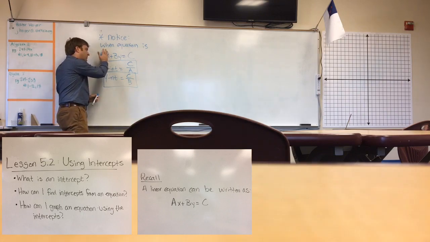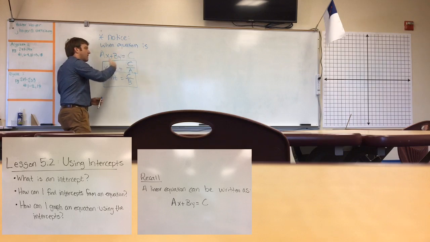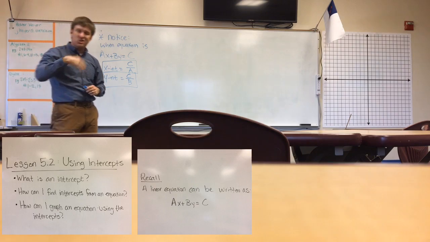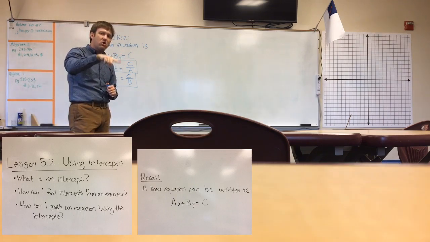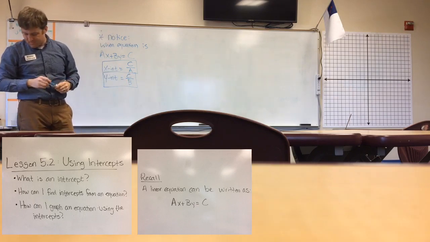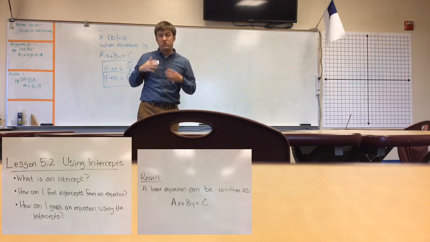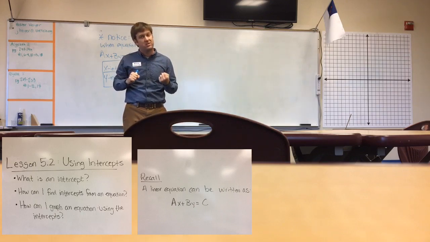Because I'm going to plug in 0 for x, this goes away. I'm left with by equals c, divide both sides by b, left with y equals c over b. So we can use that now as a shortcut now that we've walked through exactly how to find it by plugging in the values for x and y. All right, so now we're going to look at how to graph using just the intercepts.